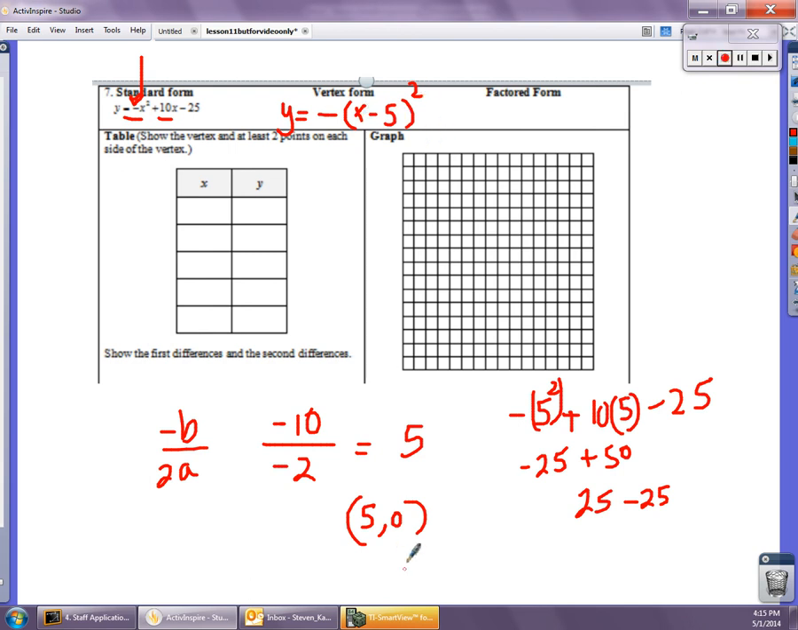And then the 0 means we don't move the vertex up or down. So I don't really have to put a plus 0 or minus 0. You can just leave it like this. And this is vertex form.